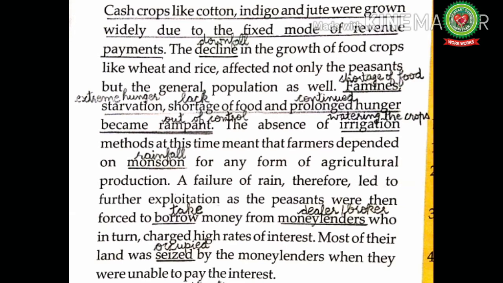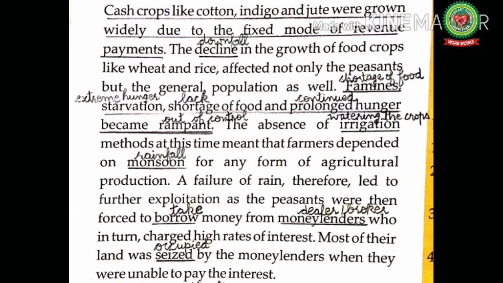Due to the scarcity of food crops like wheat, rice, pulses, barley, etc., there was a shortage of food and extreme hunger, and this situation remained for a long period of time due to the decline in the growth of food crops. The absence of irrigation methods at this time meant that farmers depended on the monsoon for any form of agricultural production. There were no means of irrigation to water the crops.